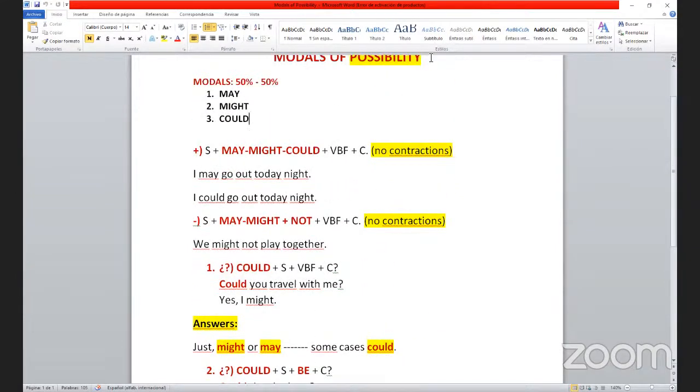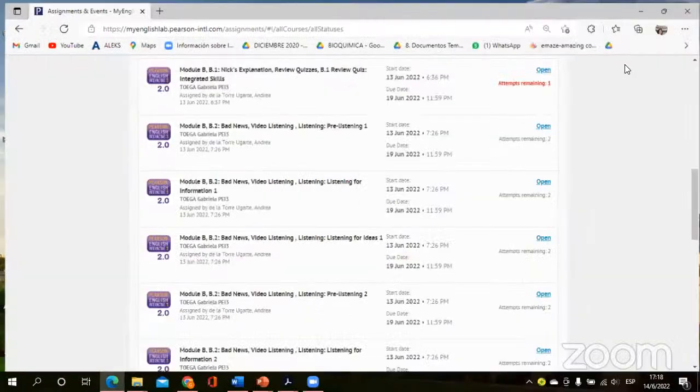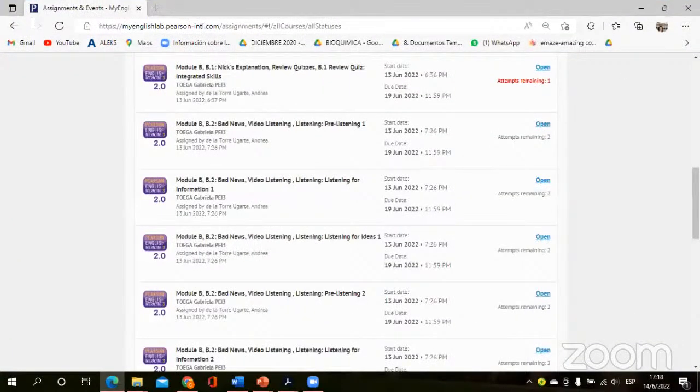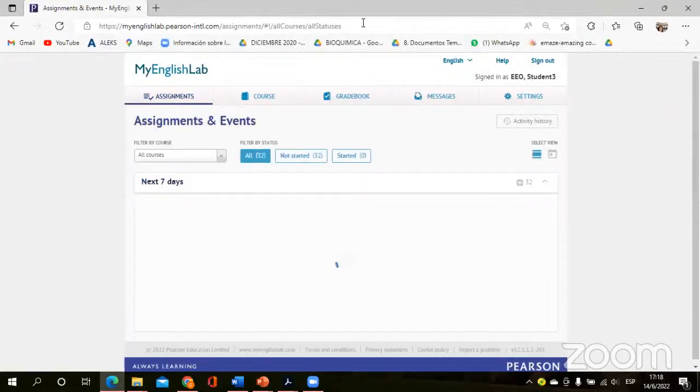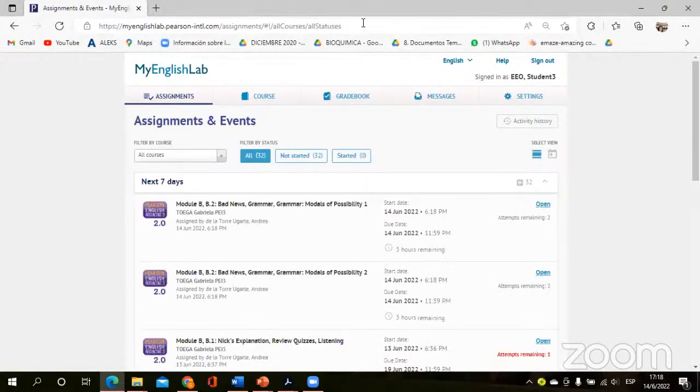So we're gonna do the exercises in the platform. I will share the document with you also. Give me a second. We have these two exercises. Okay, so now you could find it. Yes, possibility one, possibility two.